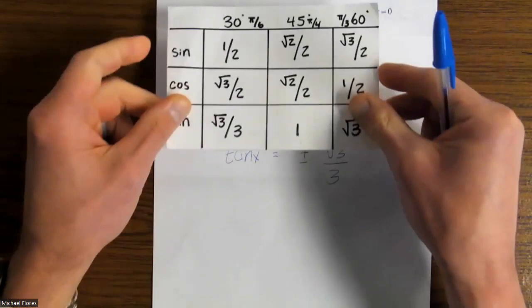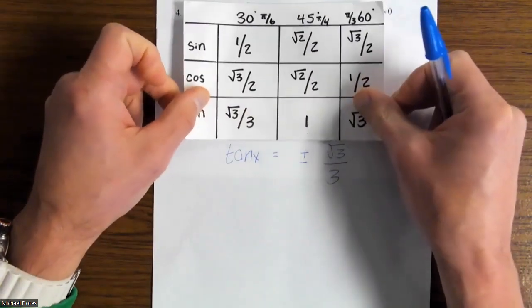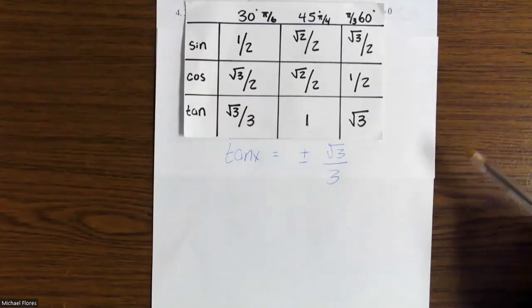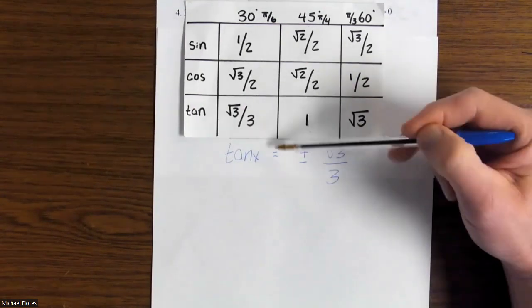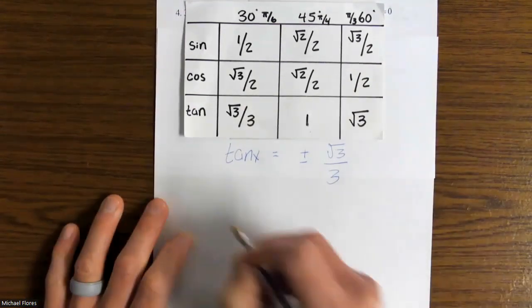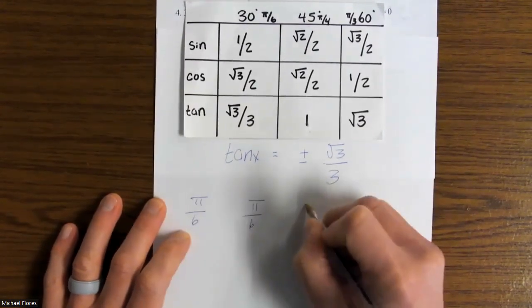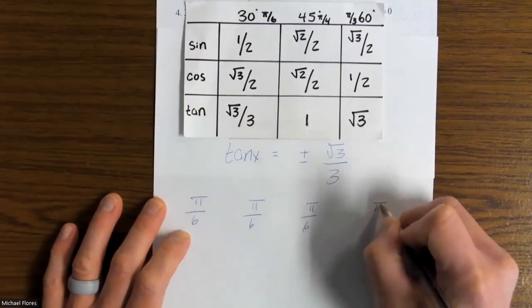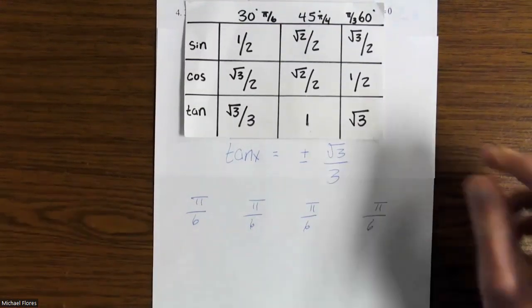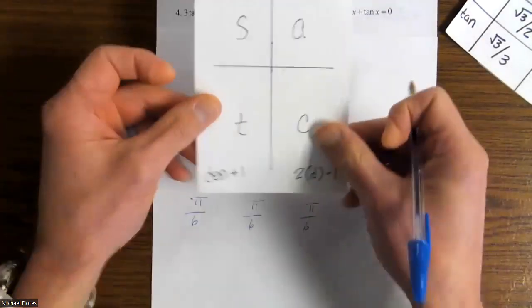So go into our trig chart. The column where tangent is root 3 over 3 is here. That is the pi over 6 column. Now this time we're going to have 4 answers, because it wants all the values where tangent is positive root 3 over 3 and negative root 3 over 3.